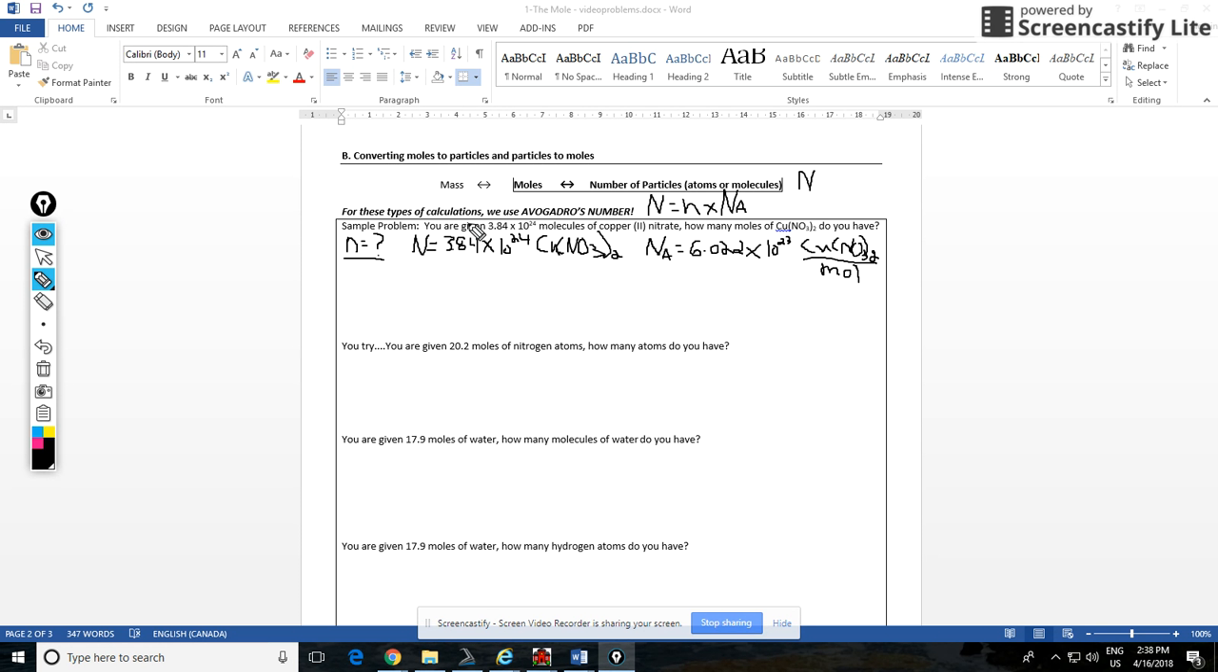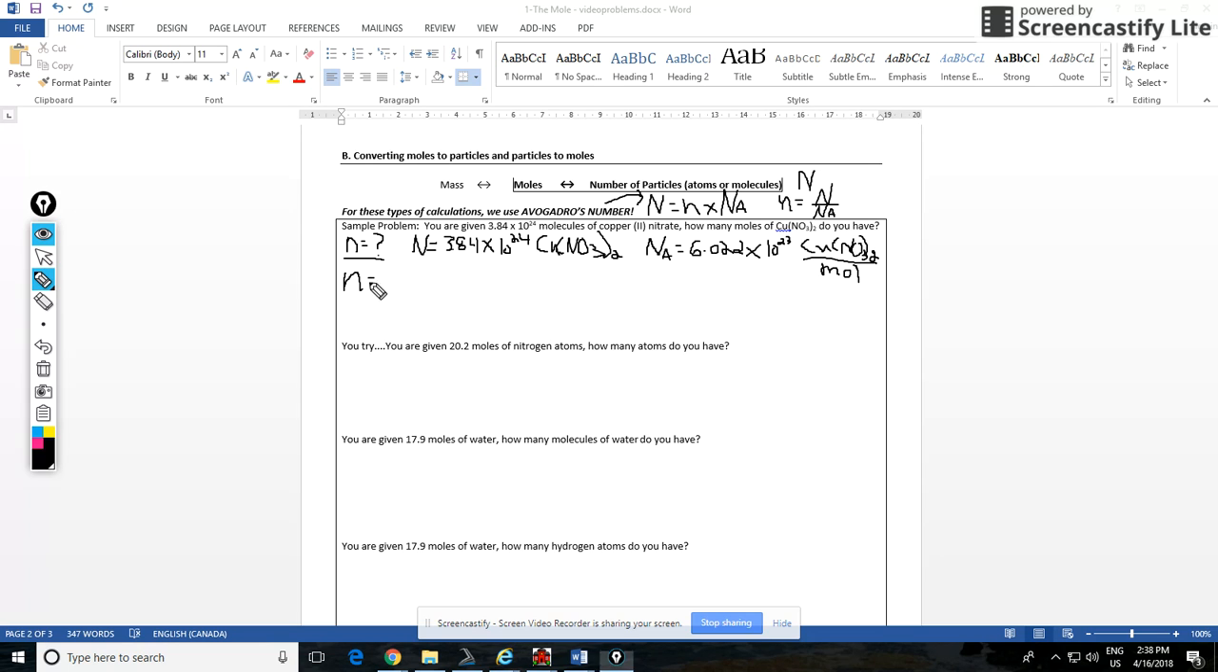Now, what you'll notice is we're not being asked to find the number of particles. We already have that. We're just trying to see how many moles we have. So we have to rearrange our formula. If you rearrange your formula by doing your division, you'll get the number of moles is equal to the number of molecules divided by Avogadro's number. And when we do our unit calculation, you'll see why that makes sense. So let's plug in our information.